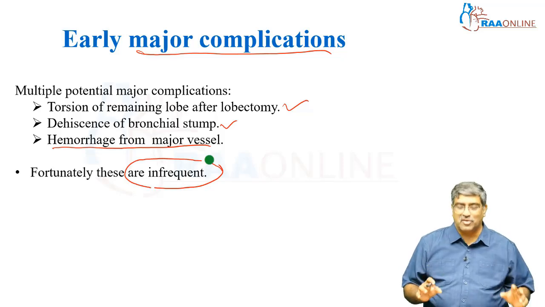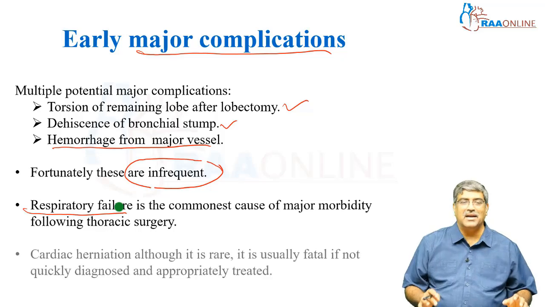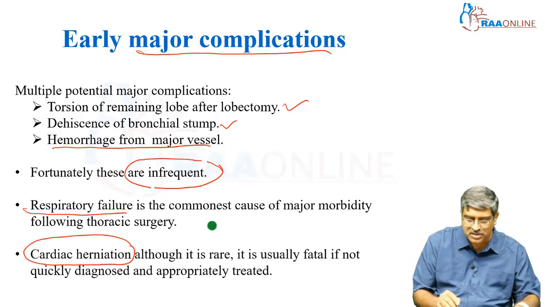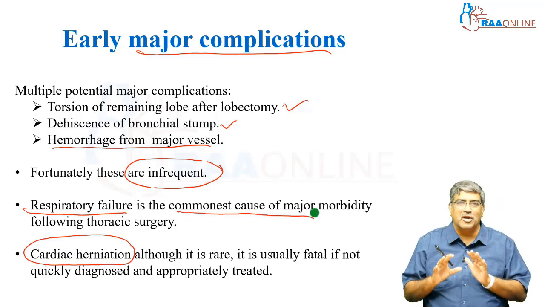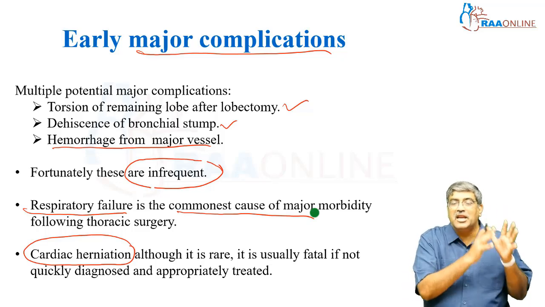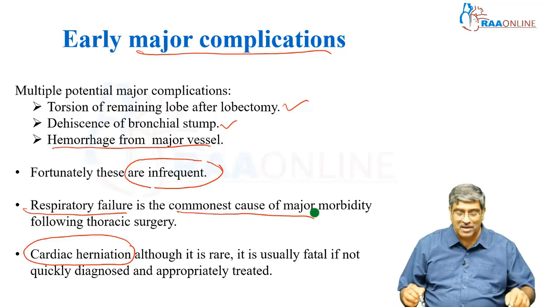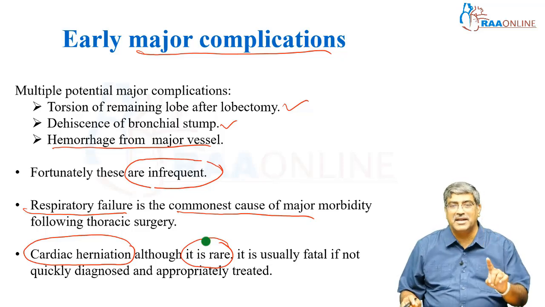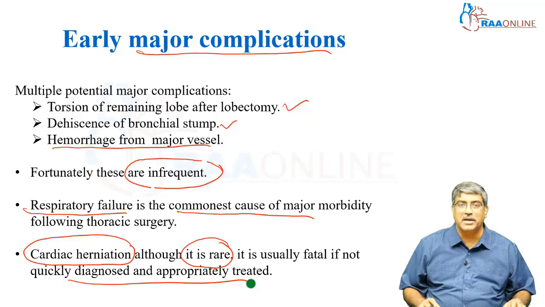The other two major complications include respiratory failure and cardiac herniation. Respiratory failure is the commonest cause of major morbidity following thoracic surgery. This respiratory failure develops when there is inadequate respiratory reserve in the preoperative period. Cardiac herniation, although very rare, is fatal if not quickly diagnosed and appropriately treated.